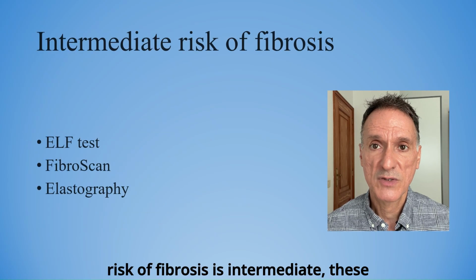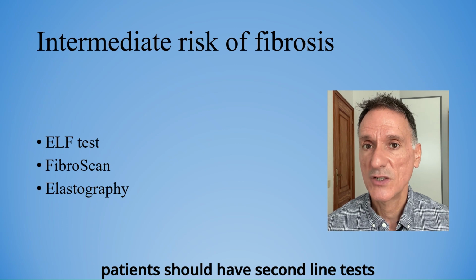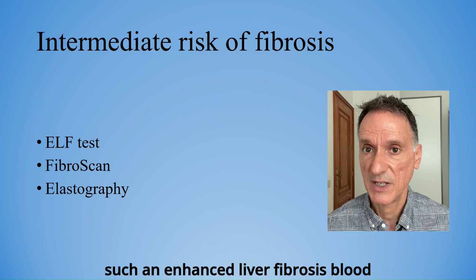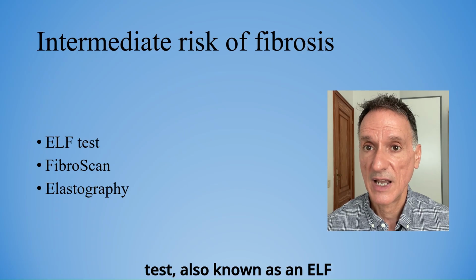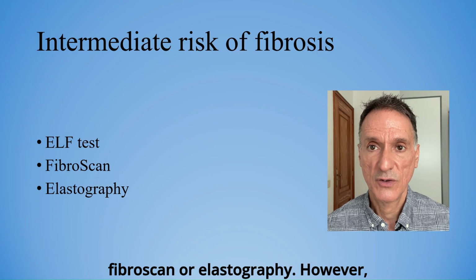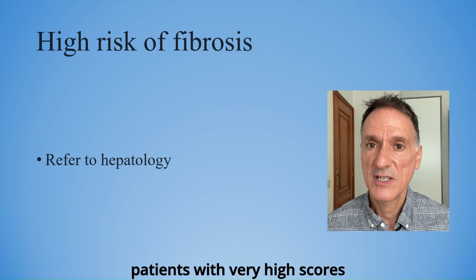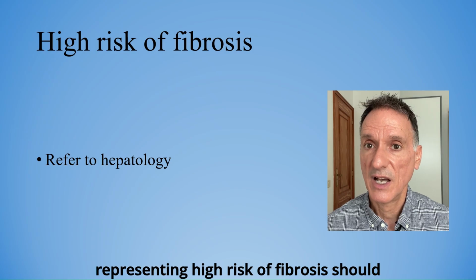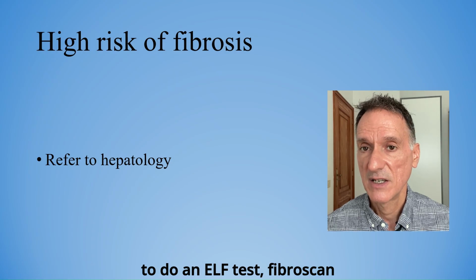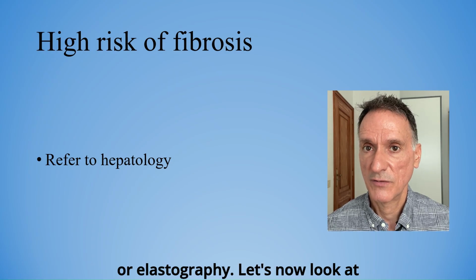If the risk of fibrosis is intermediate, these patients should have second-line tests, such as an enhanced liver fibrosis blood test, also known as an ELF test, or imaging such as a fibroscan or elastography. However, patients with very high scores representing high risk of fibrosis should be referred to hepatology without waiting to do an ELF test, fibroscan, or elastography.